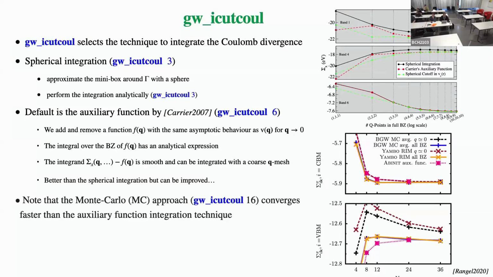This is the default behavior, but it's not necessarily the most efficient one, because we found that one can also compute the integrals of the Coulomb interaction with Monte Carlo techniques, and this usually leads to a much faster convergence with respect to the number of k points, or Q points, in the evaluation of the Fock operator. By default we use this method here. For production, we usually activate the Monte Carlo technique, but everything is explained in the documentation.